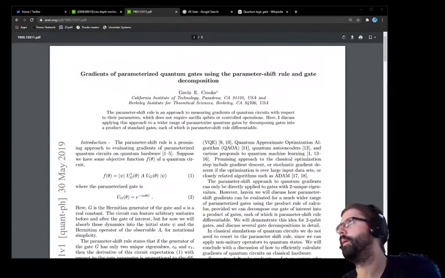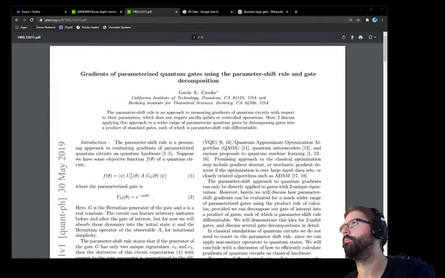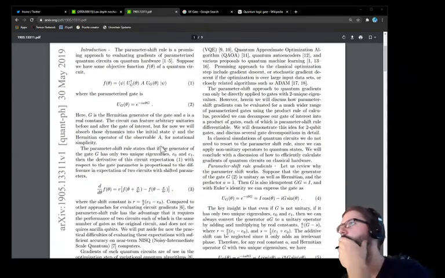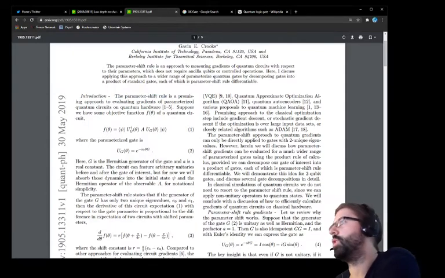Okay, so this is the paper I was recommended to read in order to close up on the Parameter-Shift Rule, and I've been quickly scanning it now. There are some things that I want to take a look at. First of all, the paper says the Parameter-Shift Rule is a promising approach to evaluating gradients of parameterized quantum circuits.